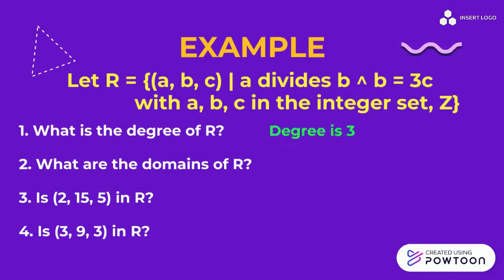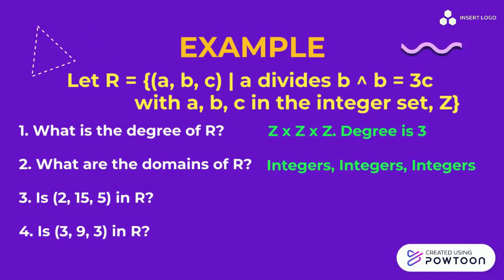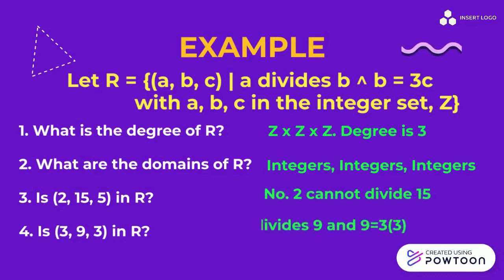Well, the answer is 3 for the degree because Z cross Z cross Z. Second, the domains will be integers, integers, integers. And (2, 15, 5) is not in R because 2 cannot divide 15. And (3, 9, 3) is in R because 3 divides 9 and 9 equals 3 times 3.